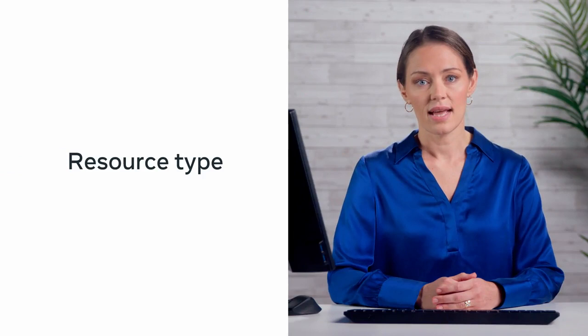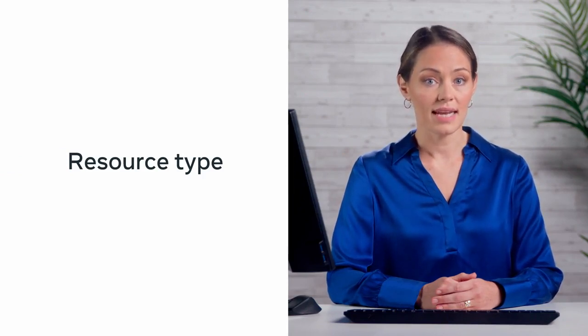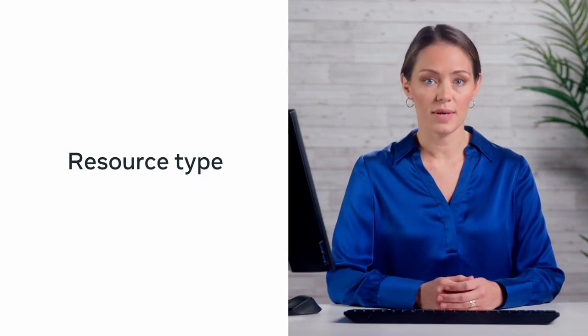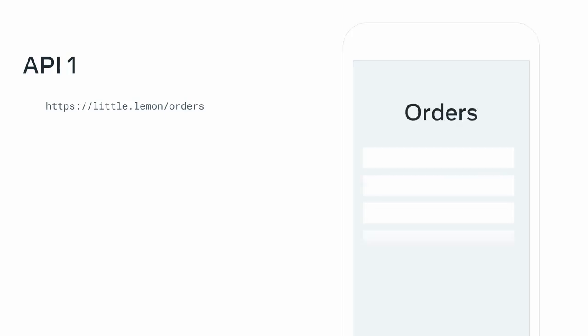To support this, the app uses different APIs to fetch data from the server, and in each case, the resource type will be different. Let's explore a few examples. If a manager wants to see all orders, the app makes a call to the API little.lemon/orders and displays the result. The resource type in this case is a list of order objects.